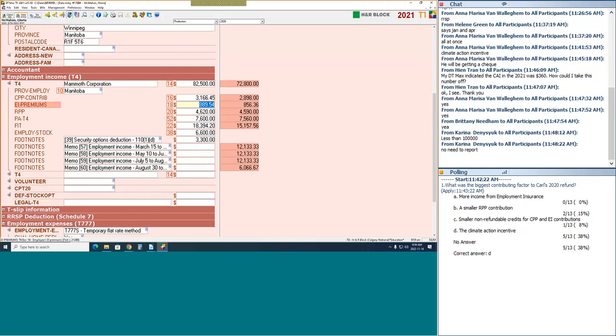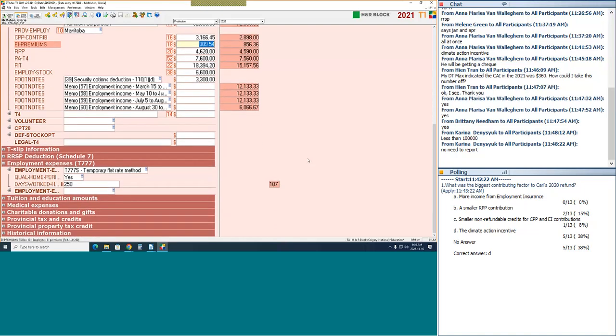So that's a big difference. This year she had her security options deduction. Last year she didn't. Last year, she had temporary flat rate, 187 days. This year, she worked so much, she didn't take any vacation. She worked 100% of the year with no time off except for stat holidays. She's going to get 250 days.